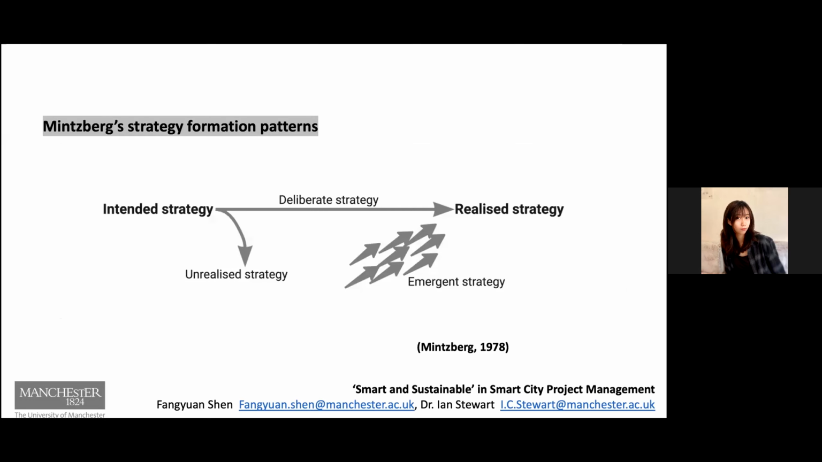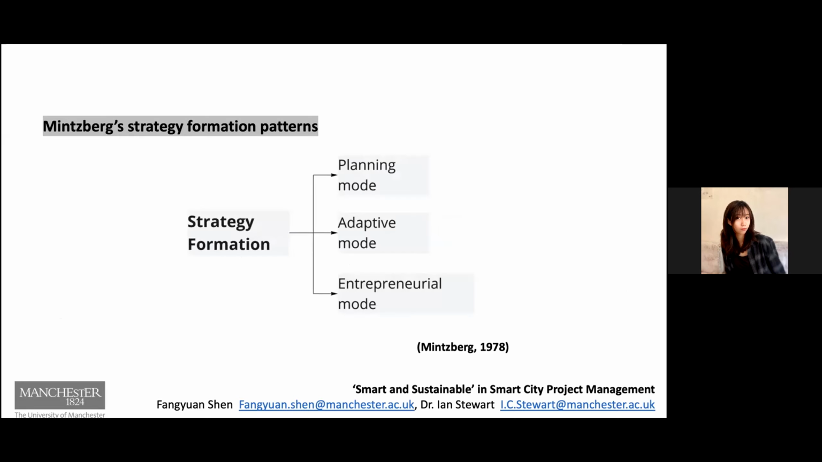Mintzberg viewed strategy as emerging as a set of actions and direction over time in a retrospective view. He categorized strategy into intended strategy, unrealized strategy, emergent strategy, and finally realized strategy. In his theory, three theoretical patterns of strategy formation exist when organizations interrelate their strategic decisions.